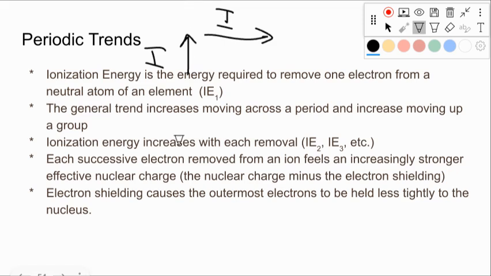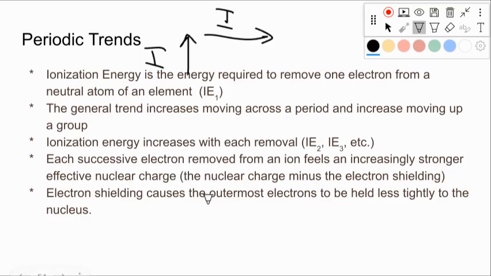Now, most elements do not lose just 1 electron. Most elements, in order to become stable and get to the electron configuration of a noble gas, have to lose more than 1 electron. Like aluminum has 3 valence electrons, so it needs to lose 3 to become stable. But as I keep losing electrons, it still takes more energy to remove the other electrons, even if that element wants to lose those electrons.